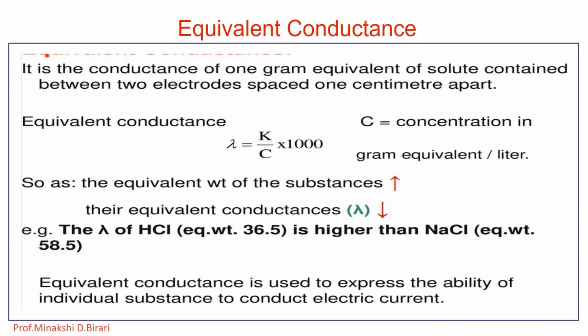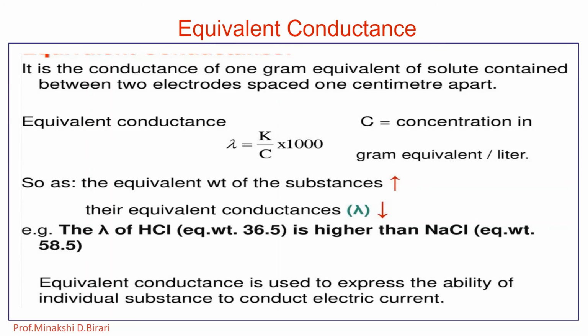So what is equivalent conductance? It is the conductance of 1 gram equivalent of solute contained between two electrodes spaced 1 centimeter apart. So the equivalent conductance of an electrolyte is defined as the conductance of the volume of solution containing 1 equivalent weight of dissolved substance when placed between two parallel electrodes 1 centimeter apart and large enough to contain between them all the solution. Equivalent conductance cannot be determined directly but is determined from specific conductance.